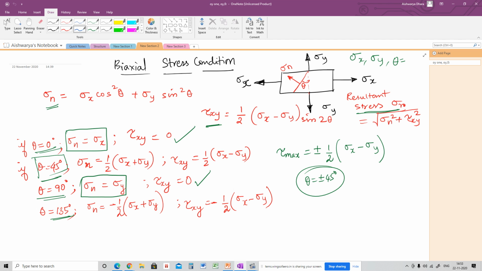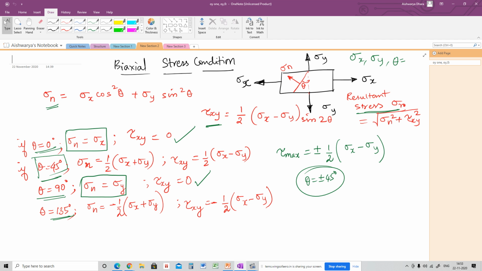Ma'am, Mechanics of Materials by B.C. Punmia. Okay, but that is not an issue. You can give a try for a problem. Are you getting the right answer or wrong? When you solve the problem, you can just give a try. Okay, ma'am. Then we can understand whether this formula is correct or not.